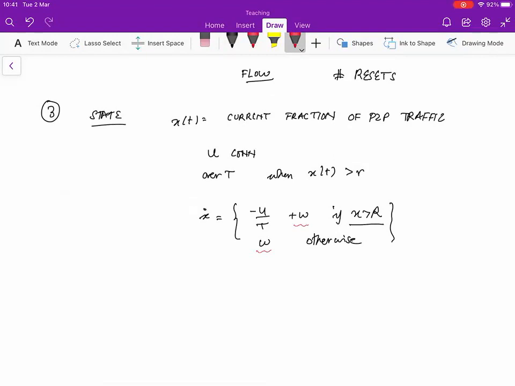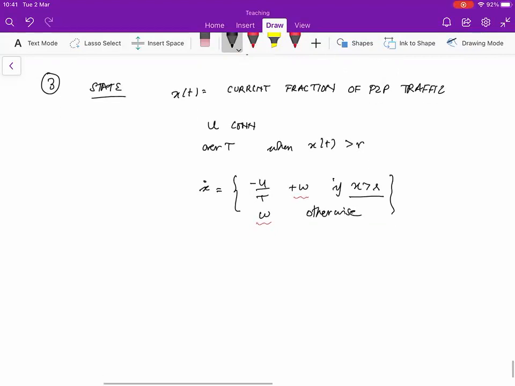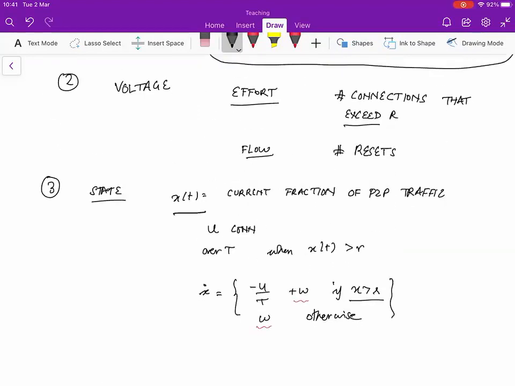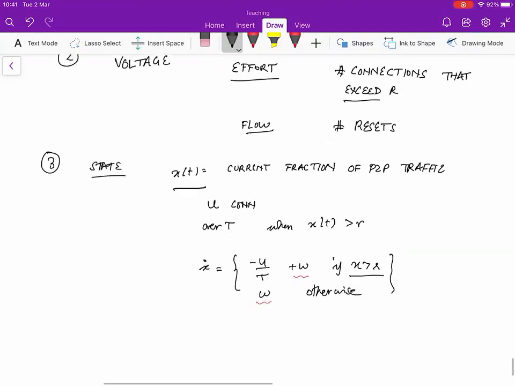If it's less than r, sorry, I should use this small r. If it's less than r, then it's whatever the natural fluctuation there is. We're not doing any control at all. That's what it's saying over here. So that's the state space representation. Again, assuming the states, if you use this as the state, then this is what it would be.